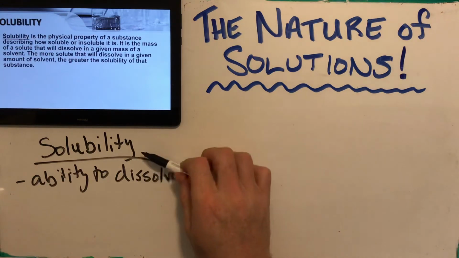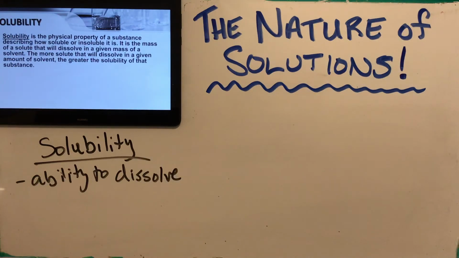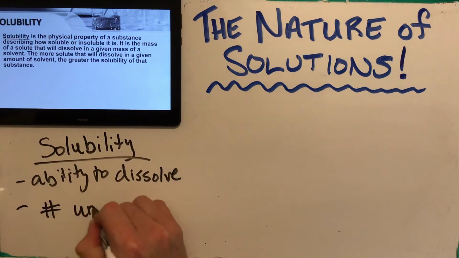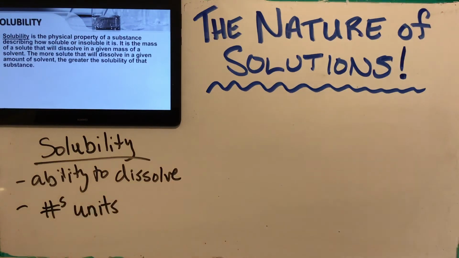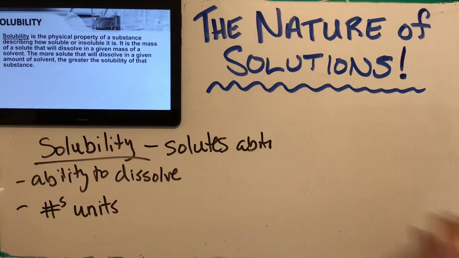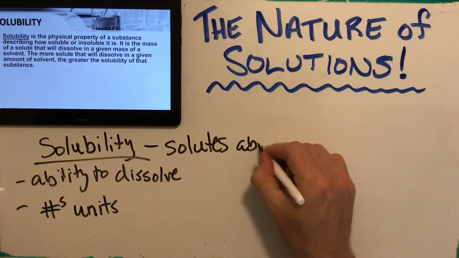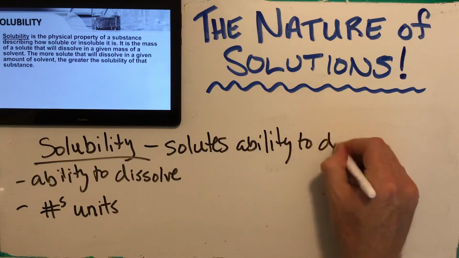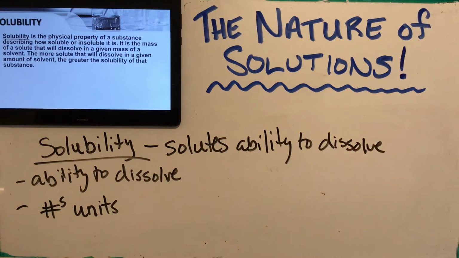So this is quantifiable. Remember, quantity is using numbers and units. So we can use numbers and units to quantify solubility. We can measure it using numbers and units, right? The more solute that can go in there and dissolve within the solvent, the greater the solubility of that substance. So when we talk about solubility, we're talking about the solute's ability. Oh, spelling ability wrong. Long day. Ability to dissolve. All right.